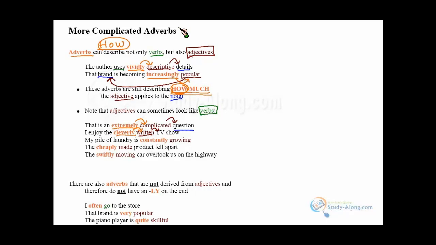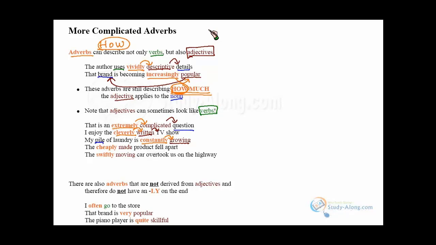My pile of laundry is constantly growing. So my pile of laundry, what kind of pile do I have? I have a growing pile of laundry. Pile is a noun. Now, at what rate, how quickly does my pile of laundry grow? It grows constantly. So constantly is an adverb describing the adjective growing.